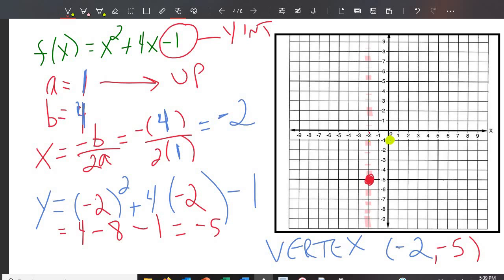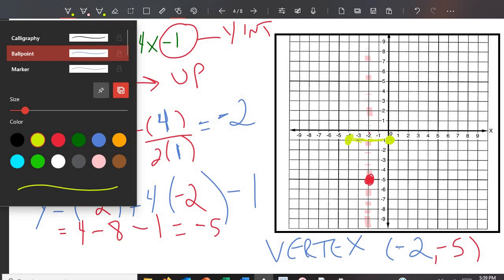Now, I want you to notice that this point is 2 steps away from the line of symmetry. On the left side, there is another point that's 2 steps away from the line of symmetry. This is what's going to make it symmetric. I'm going to have to sketch it a little bit better.